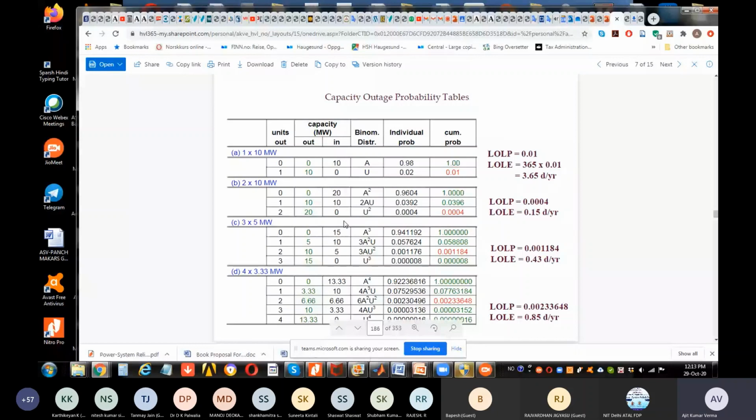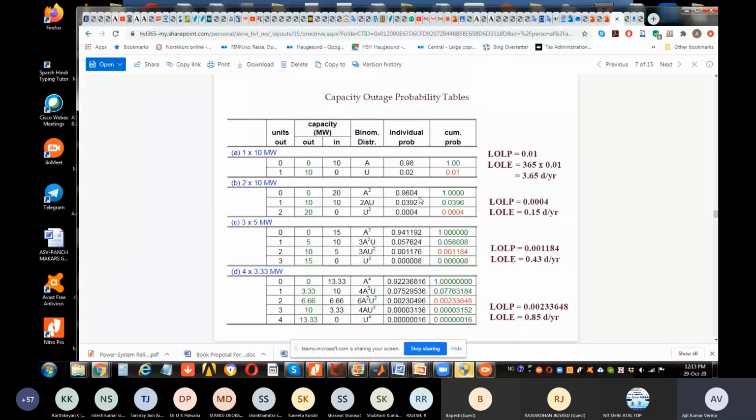So when you generate zero, that means both of them have failed. So you multiply the unavailabilities. When you generate 10, that means one of them is working, the other has failed, and there are two such possibilities. So you multiply the probabilities, you come to this. When you say 20, that means both of them are working. So you multiply the probabilities, you come to this. And these are the cumulative probabilities. You add this up to this and then to this, you get one.